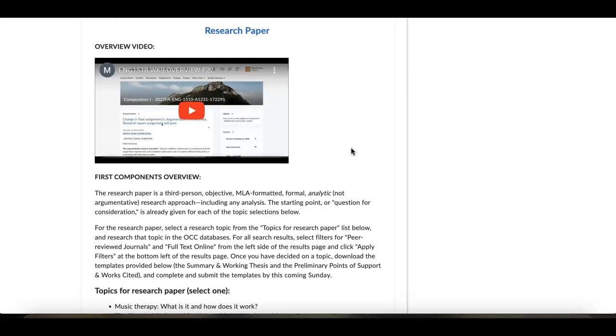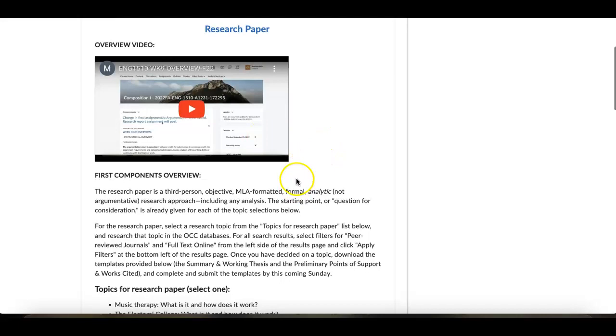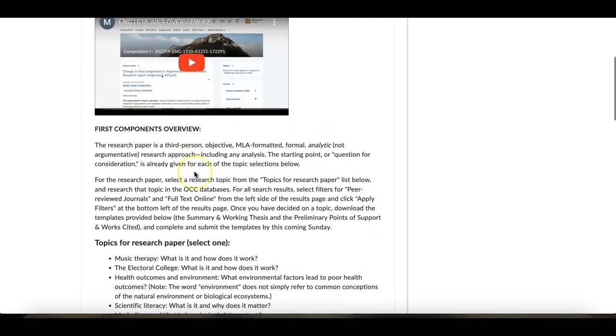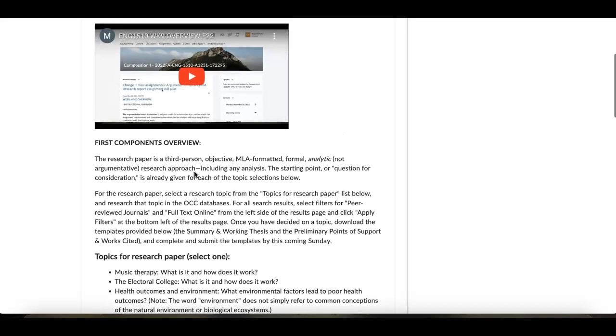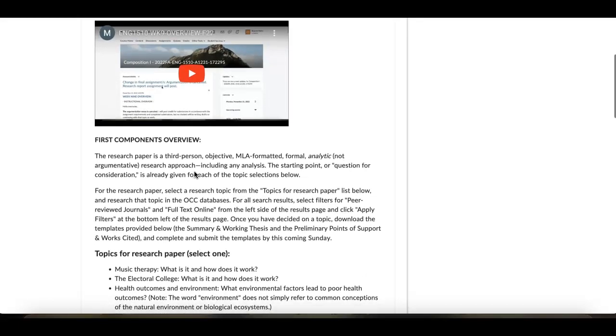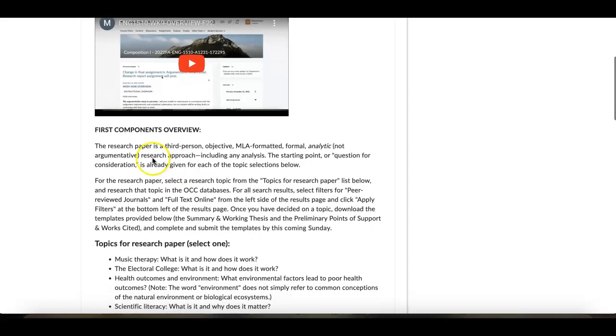So the overview video we posted here, the first components overview, that's talking about these two different pieces of the summary and working thesis, and then primary points of support with works cited, doing them at once in the first week. This research paper is third person, objective, MLA formatted, formal, analytic, not argumentative research paper, including any analysis.